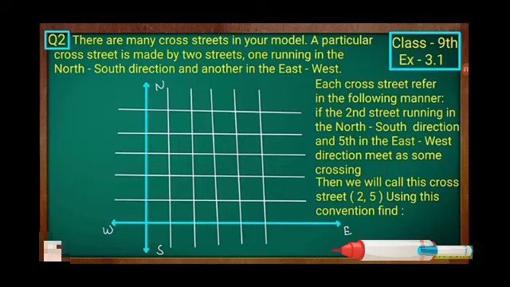we can call these crossroads meet at 2 and 5, using this convention. So here we can say that coordinates are 2 and 5. This is an activity based question. In our activity section we will do it in brief.